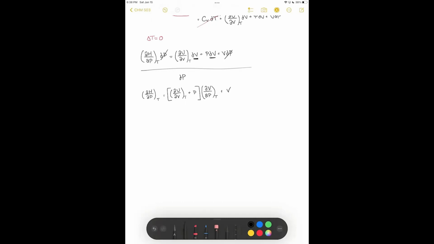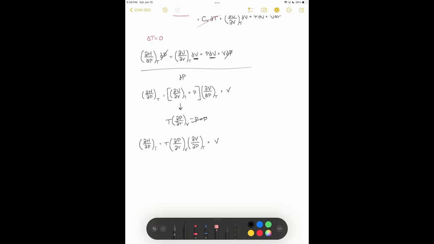So in other words, what ends up in these brackets is the following. We have T times dP/dT at constant V minus P. This is our internal pressure. And then we have a plus P. So these two terms will cancel out. So what we get then is the partial derivative of enthalpy with respect to pressure at constant temperature is equal to T times the partial derivative of pressure with respect to temperature at constant volume times the partial derivative of volume with respect to pressure at constant temperature, and then plus the volume here.